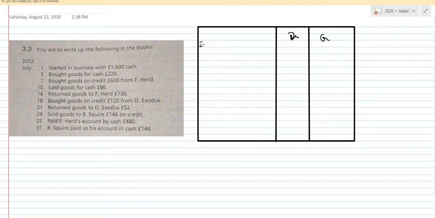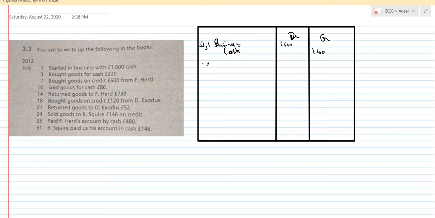So this is July 1st. What entry will I make? What is to be debited and what is to be credited? So 1,600 cash would be credited, and this started business. What would be debited? Business would be debited, by the amount 1,600.